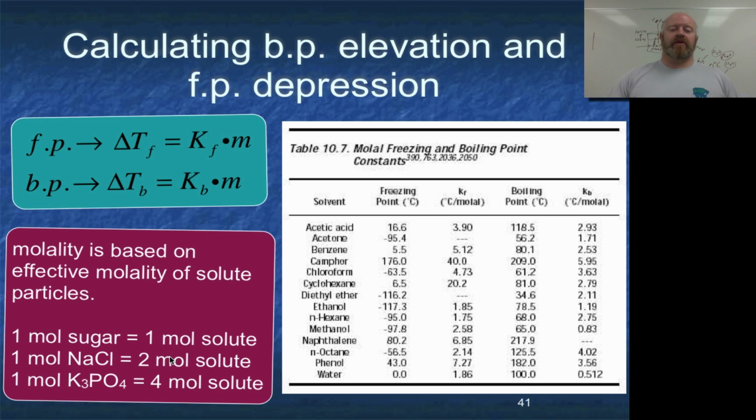If you had 1 mole of K3PO4, you end up getting 4 moles of solute. So you get 4 times the effect with that ionic compound, because you get 3 K pluses and 1 PO4. Remember, PO4 stays together in the solution. All right. So if we're going to do a calculation here, let's just do a practice problem together.